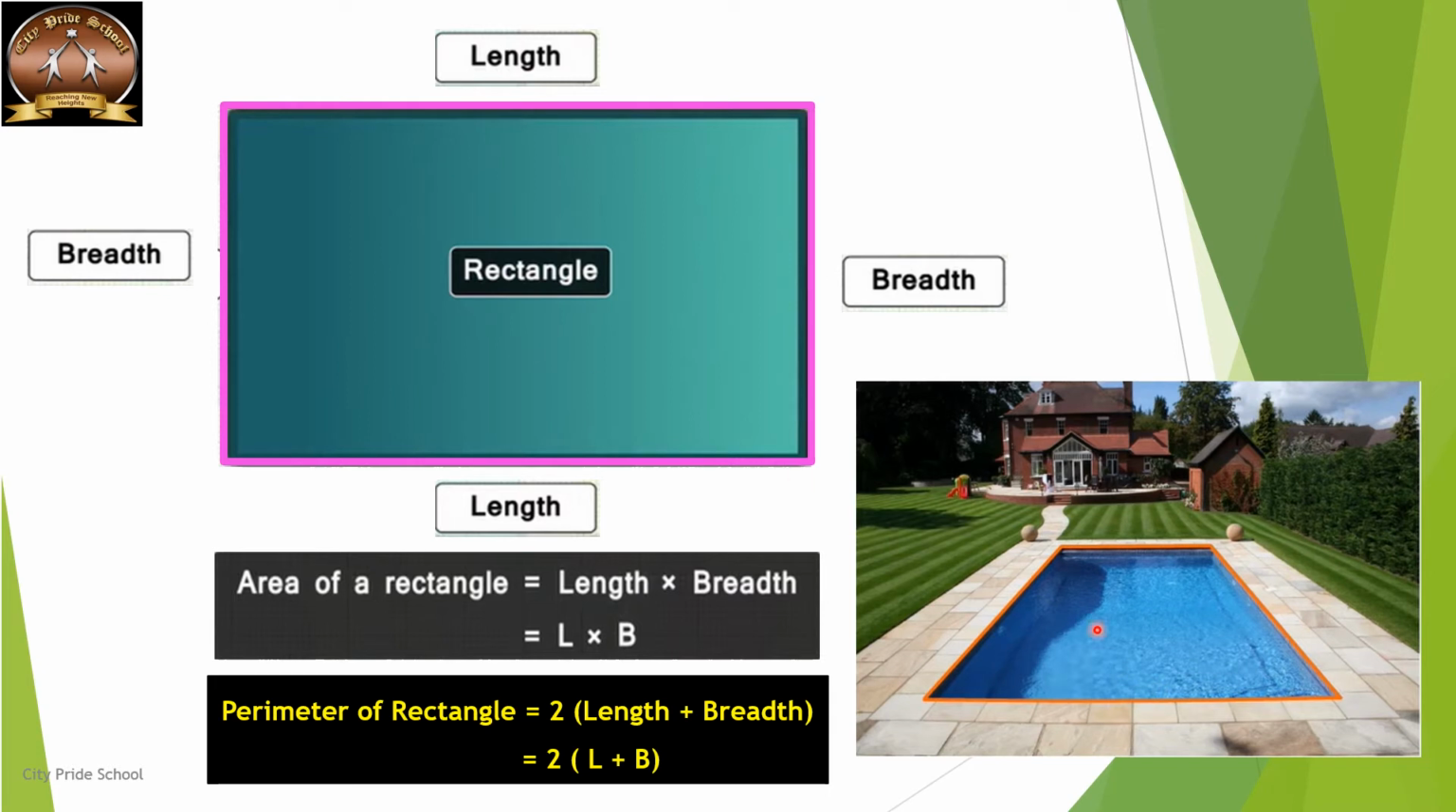So here, if you see this swimming pool, the boundary of this swimming pool is the perimeter. This is 2 times length plus breadth. Whereas the area is the place occupied by the water over here on top, the blue color. That would be the area.